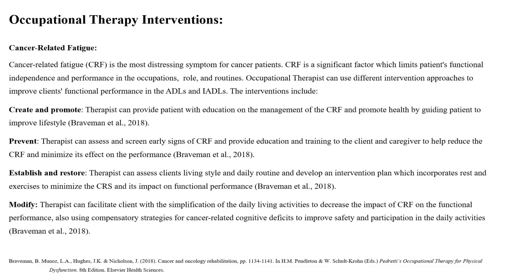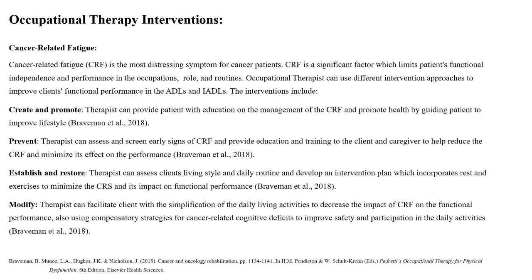So the interventions include create and promote. Therapists can provide patients with education on the management of their fatigue and promote health by guiding patients to improve lifestyle. And you can take a preventive approach too, so you can assess and screen clients for early signs of CRF and provide education and training to the client and the caregiver. Training of the caregiver is also very important, which will help them to manage and assist the client, and which will definitely minimize the effort and help the client to maximize their functional performance.